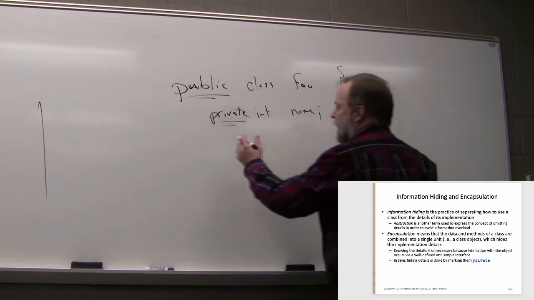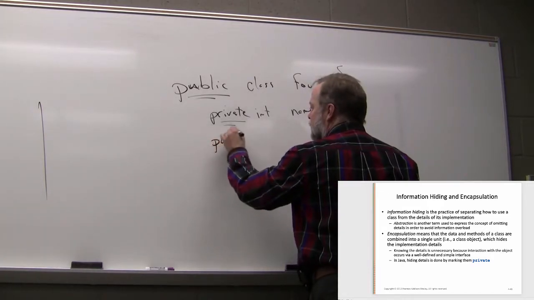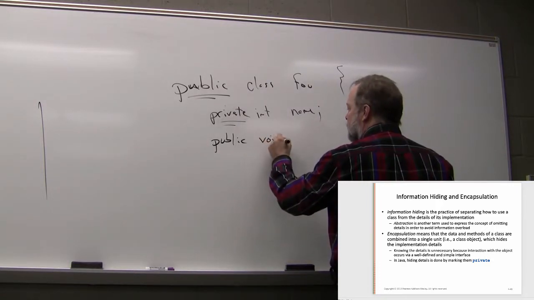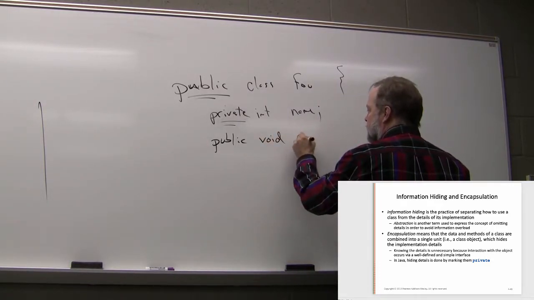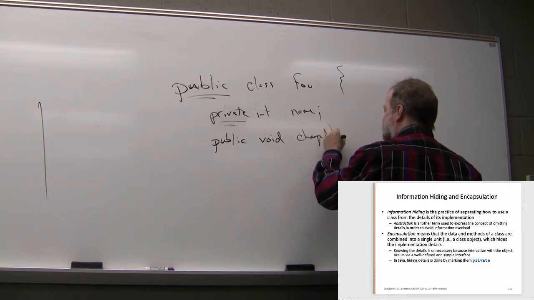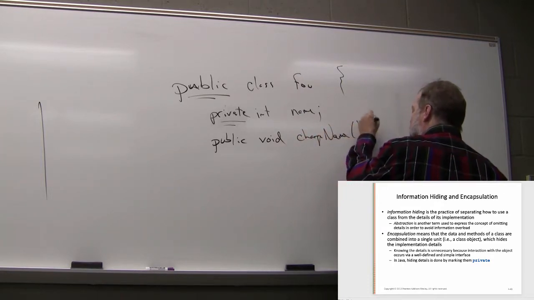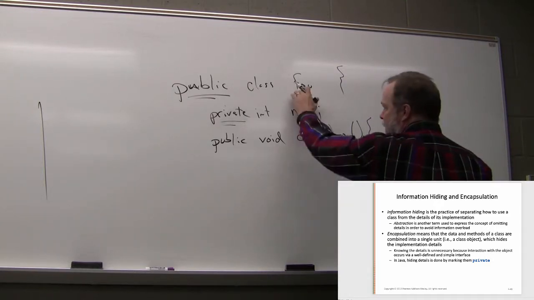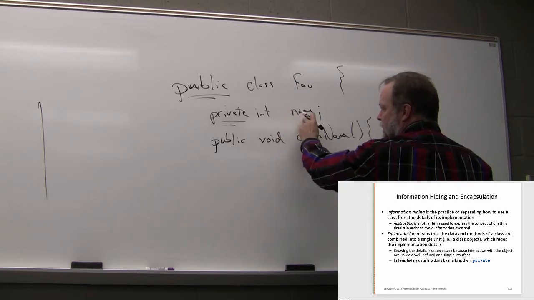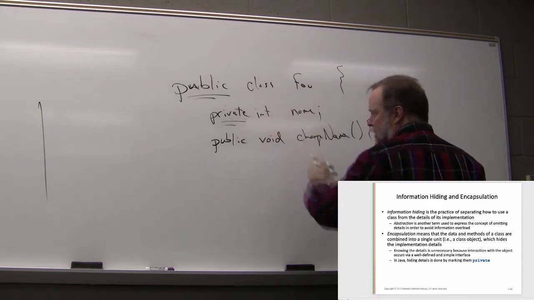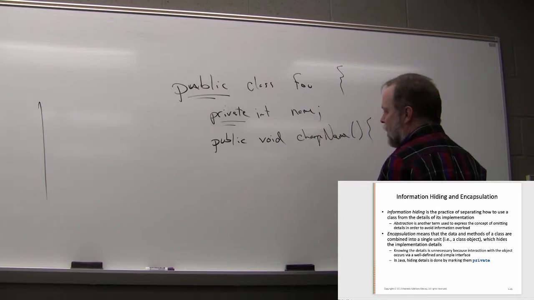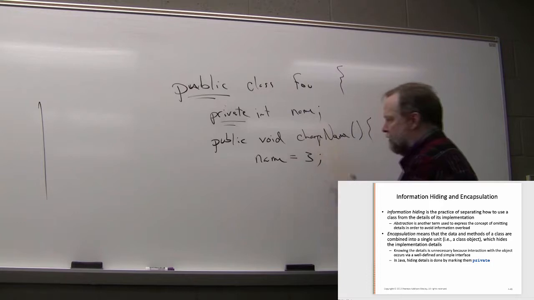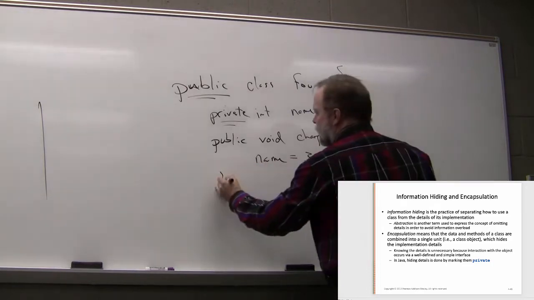So for example, I could have, let's make this method public. I'll talk about private methods later. Now let's make it void, and let's say this is changeName or something like that. So in this method, because this is a method in this class, and this variable is private in this class, I can access it if I want to. For example, I could say name gets 3, something silly like that. All right?